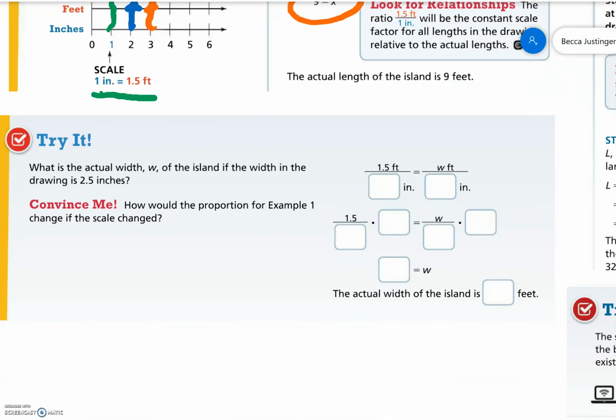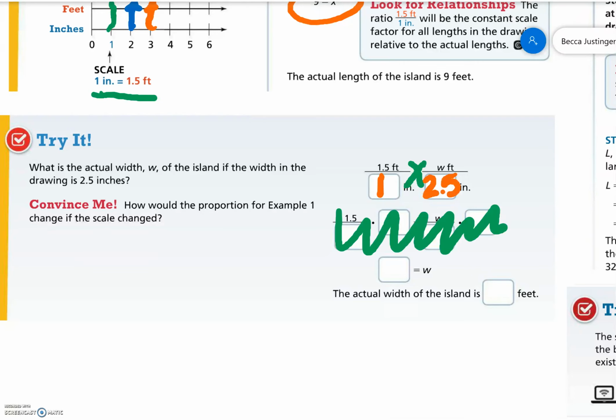What is the actual width of the island if the width in the drawing is 2.5? So it's 1.5 feet for 1 inch. We want to know what the width is if it's 2.5 inches. So then we're going to cross multiply. I'm not going to worry about their boxes because we do it a little differently. But then you get 1.5 times 2.5 is 3.75. So the actual width of the island is 3.75.